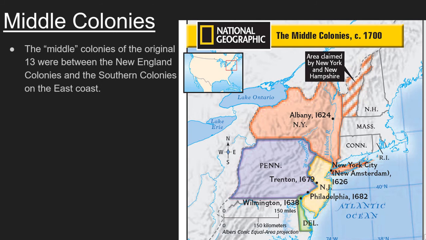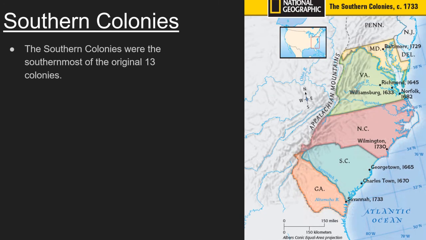All right, the middle colonies. Again, look at the insert as well as the main map. The middle colonies of these original 13 are between New England and the southern colonies. They're middle, but not completely middle, because you have colonies like New York that's actually further north than some of the New England colonies. But again, they're called the middle colonies here: New York, Pennsylvania, New Jersey, Delaware, etc. These are the middle colonies.